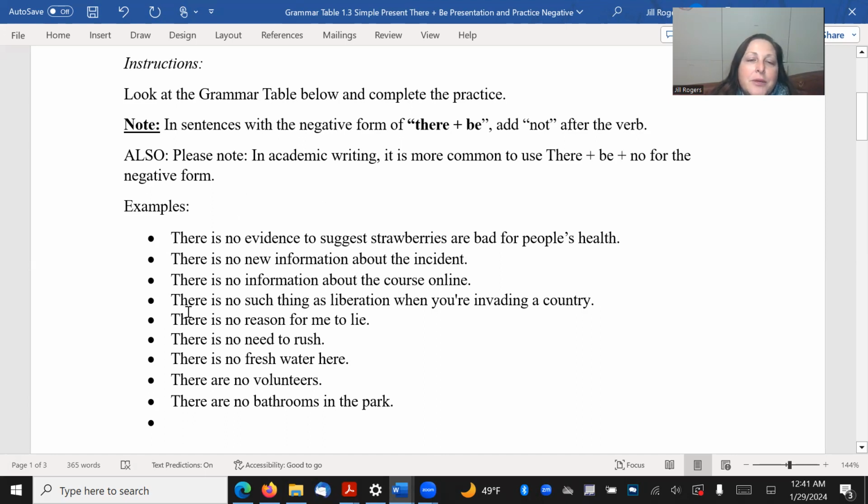Okay. Here's another one that's pretty common. There's no such thing as something, right? In this case, liberation when you're invading a country. Okay. There's no such thing as freedom. There's no such thing as justice. Okay. Those types of abstract ideas. There's no reason for me to lie. The next one, there is no need to rush. There is no fresh water here. There are no volunteers. There are no bathrooms.